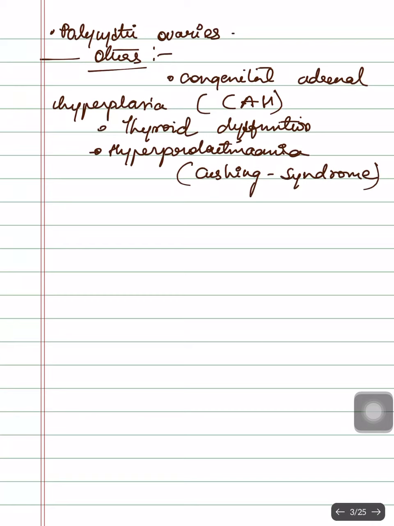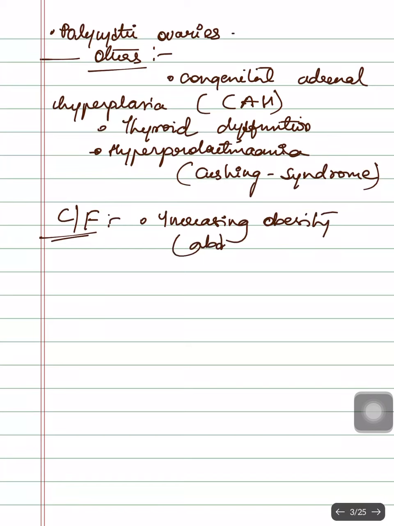So next, coming to the clinical features of this PCOS. There are certain clinical factors which you need to consider here. The patient usually complains of increasing obesity, over the abdomen. About 50% have accumulation of fat or obesity in the abdomen.